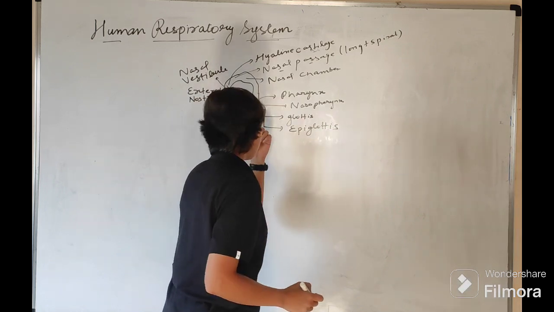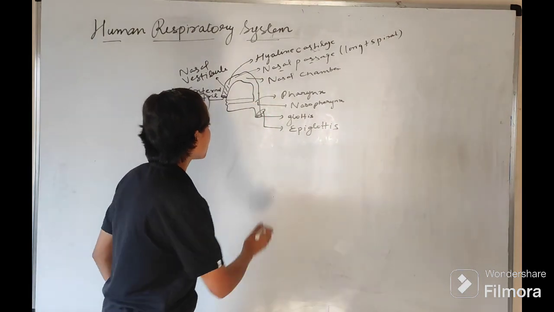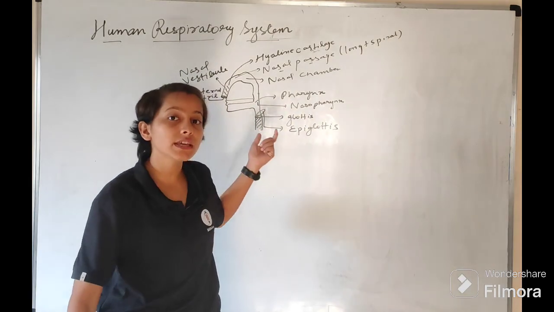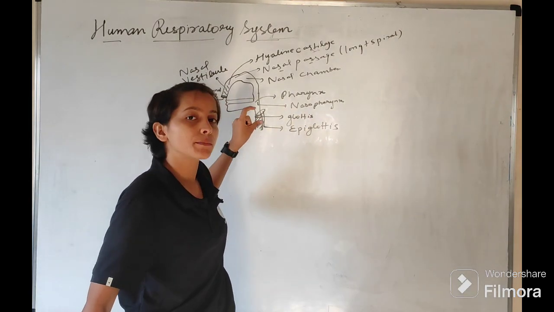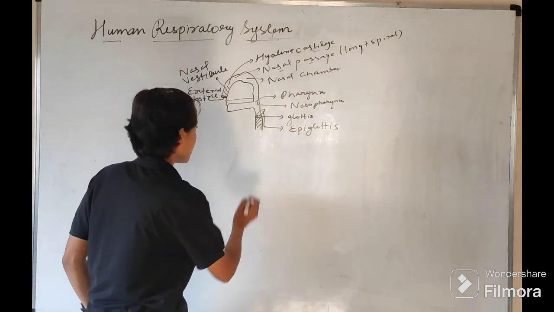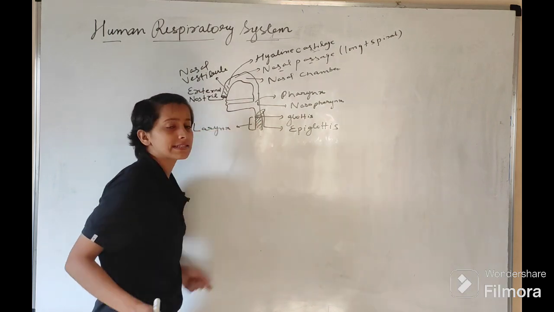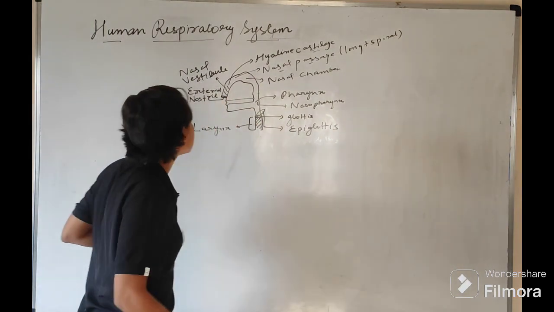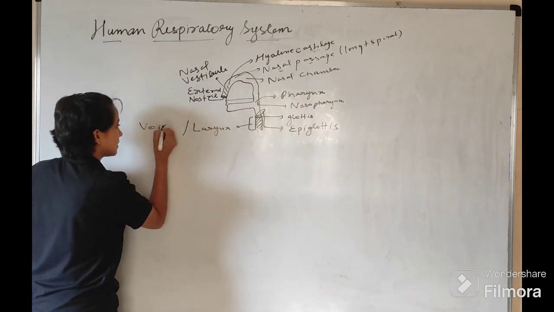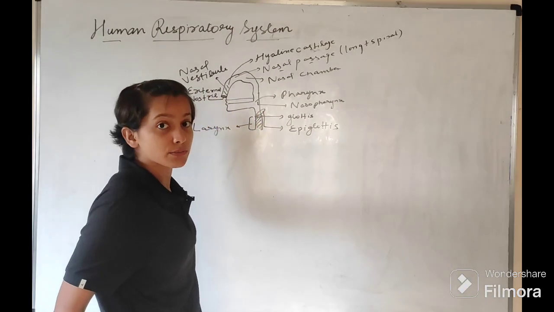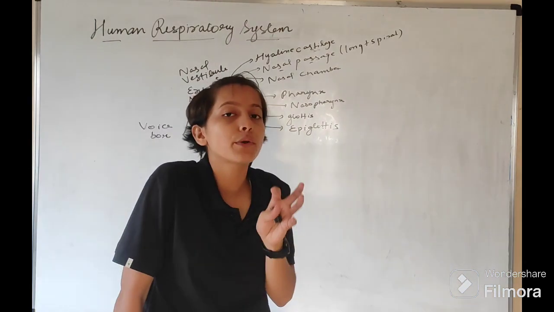Here. Now we will further move down, and what will happen? We have a region that helps in the production of the voice. So this region which is helping in the production of the voice is called our larynx. So this part is known as our larynx. Okay, so we can say that it is known as larynx, or it is also known as voice box. Clear? So this is the larynx, which is also known as voice box. This voice box and larynx help in the production of voice.